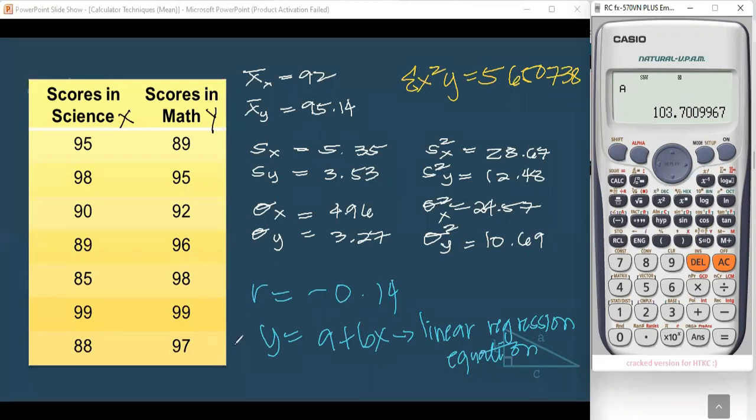So Y is equal to 103.70 plus what is B? So B naman po, that is shift number 1, that is 5. B is number 2. So that will give us negative 0.093. So positive times negative, that is negative 0.093x. Will be our formula for our linear regression to predict what will be the next values po of y given po our x.